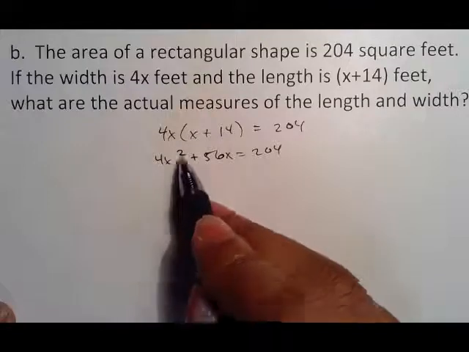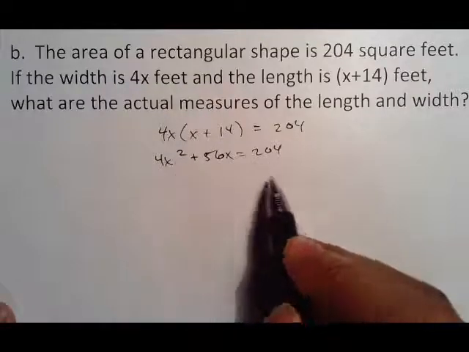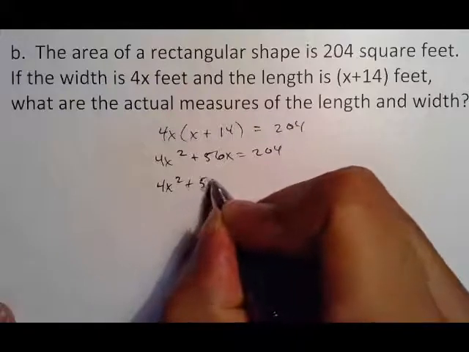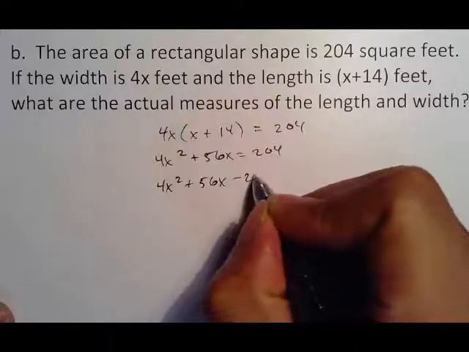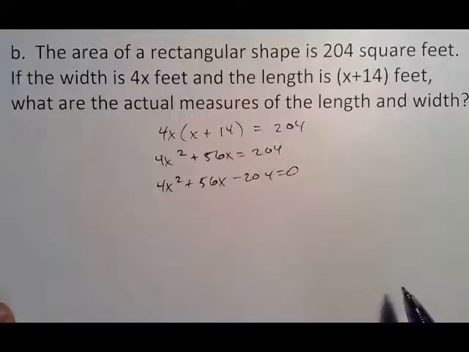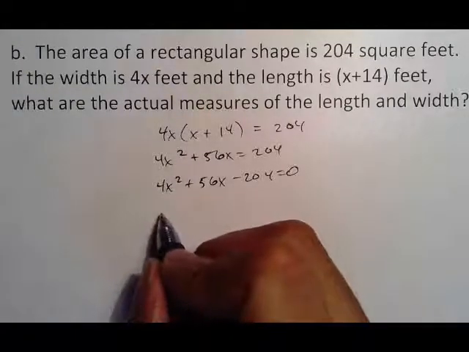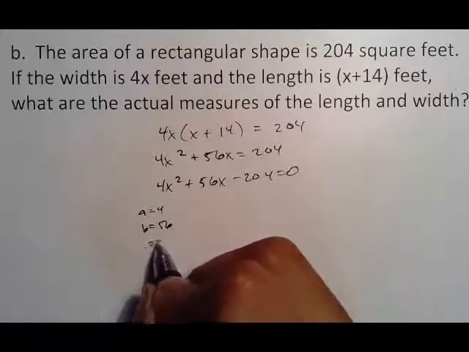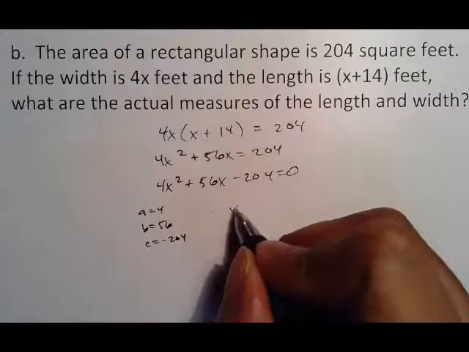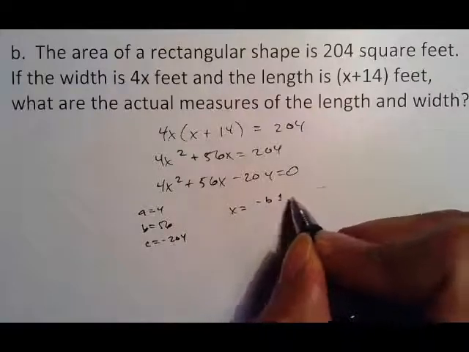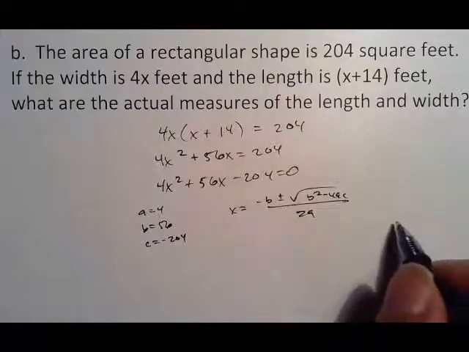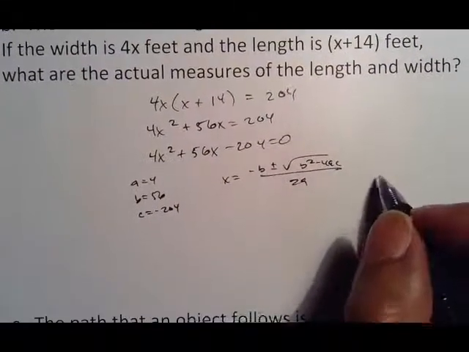That x squared is an elephant, if you remember in your brain, so that means 204 is going to tumble over. Keep in mind, again, when it tumbles over, it's going to switch signs, so it's going to become minus 204, and then from there you do what we've been trained to do, which is to simply put a equals 4, b is 56, c is negative 204. Write your formula and go from there.